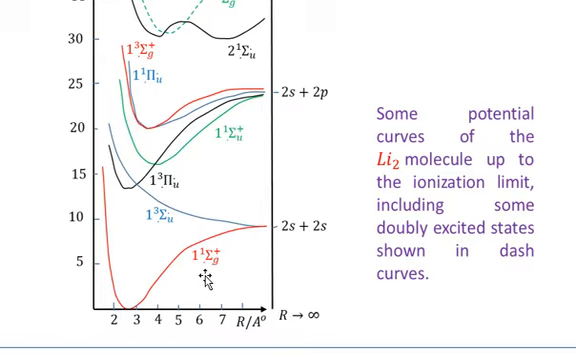For example, you have the 1 sigma g plus curve, then the 3 sigma u curve, then the 3 pi u curve, then the 1 sigma u plus curve, and the 1 pi u curve, and the 3 sigma g plus curve. You see that the first two of these curves converge to 2s plus 2s when R goes to infinity. And one of these two s will be an excited atom, the other will be an ionized atom.